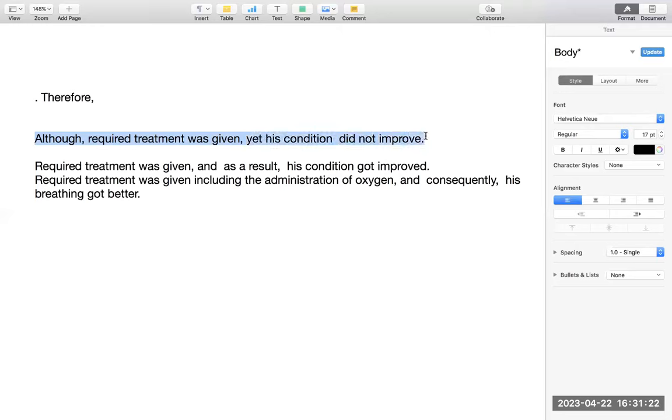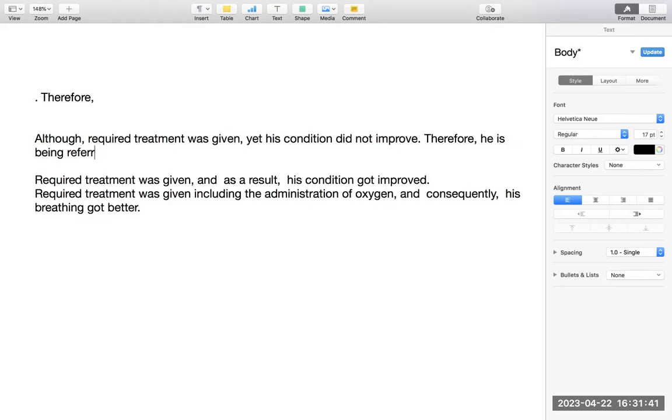So in the negative sentence, rather than but, we can also use although and yet. But although and yet will not fit everywhere, so please do not overuse it. If you have this situation, only use it in this situation. Required treatment was given, yet his condition did not improve. Then the next line would be, therefore, he is being referred under your expertise.